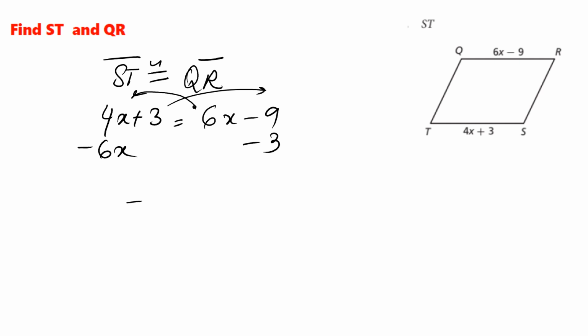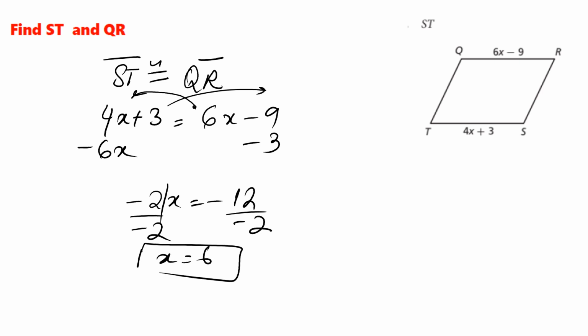4 minus 6 gives you negative 2x. Minus 9 minus 3 gives you minus 12. Divide both sides by negative 2. You will get x equals 6. Now solve for ST. So ST is equal to 4x plus 3. So replace x by the 6. So you will get 27.